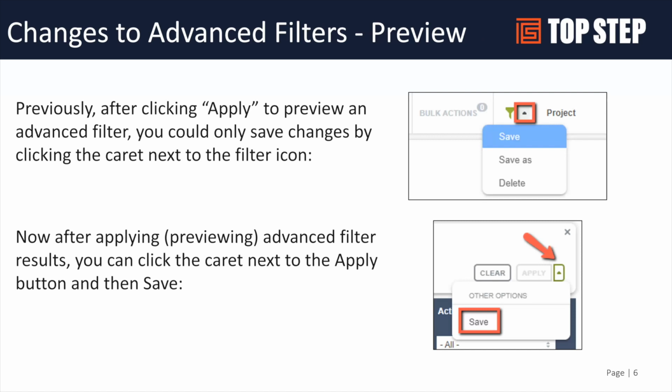Previously, after you hit apply when creating a new filter, you could save the changes by clicking the caret next to the filter, and then you could do a save or save as. They've got this a little more streamlined now. So now when you hit apply, the caret is there at the apply button, so you can pop that up and save that without having to go to a separate place in the system. So just a little bit of a UI improvement there.